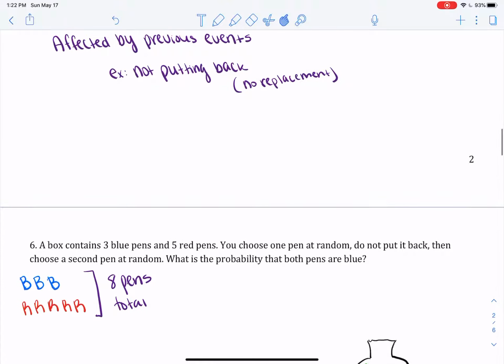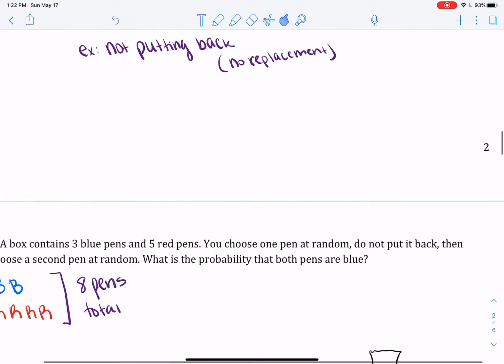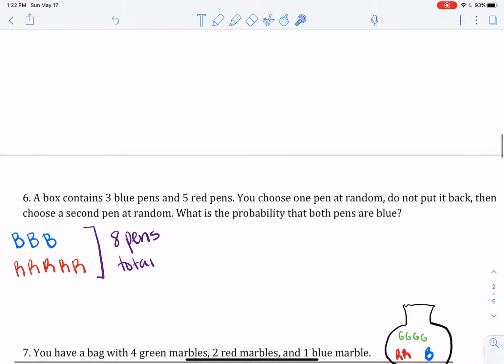So the first one, it says a box contains 3 blue pens and 5 red pens. You choose one pen at random, but do not put it back. Then you choose a second pen at random. What's the probability that both pens are blue? All right, so we've got 3 blue pens, 5 red ones. We've got 8 pens total. So what this example is telling us is that we're going to choose a pen first, and then we're going to choose another one. And it wants to know what's the probability that both pens are blue.